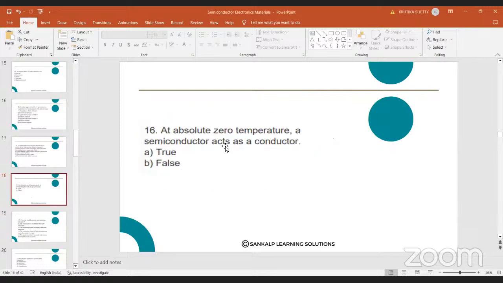Then the next question: at absolute zero temperature, a semiconductor acts as a conductor. Is it true or false? It is false, right? Sinchana, it is false, yes, right. Then the next question.